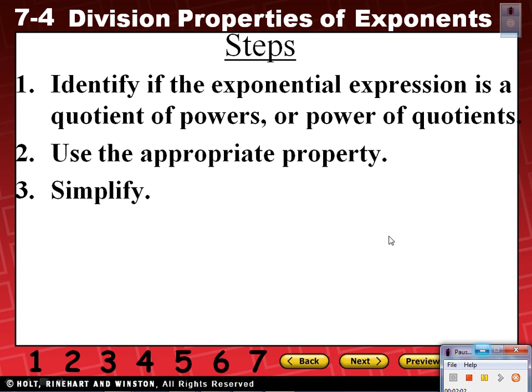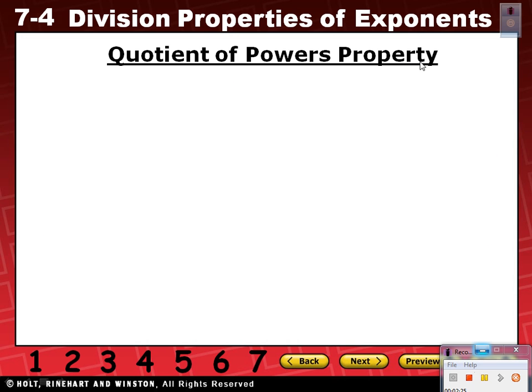Okay, here we go. So once again, first step, identify the exponential expression as a quotient of powers or power of quotients. Only 2 properties, right? And from there, once you identify it, you're going to use either property to compute and then simplify. Okay, here we go. So write this down. Underneath those steps, please. Write quotient of powers property.